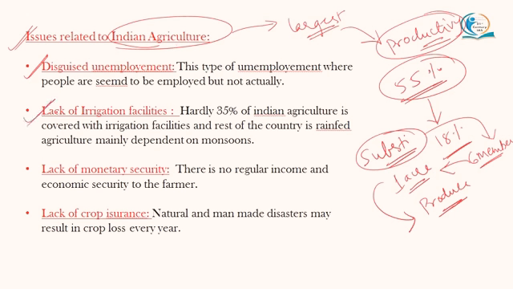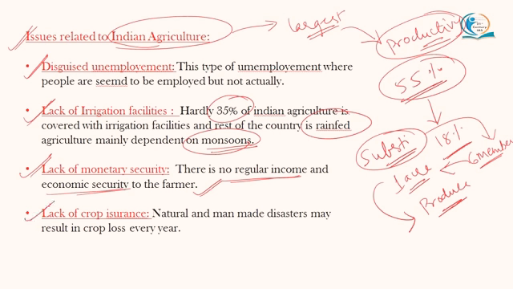Lack of irrigation facilities is another menace in Indian agriculture. It is unfortunate that hardly 35% of the agricultural land comes under irrigation, and the remaining is rain fed or dependent on monsoons for cultivation. So what happens if the monsoon doesn't occur properly, where there is a deficit rainfall for that year? Obviously, the output will be very low and it has a huge impact on the Indian economy. Lack of monetary security. An Indian farmer doesn't have a regular income or a monthly income. Hence, there is no economic security for the farmer. So, this condition needs to be addressed immediately in order to avoid farmer distress.